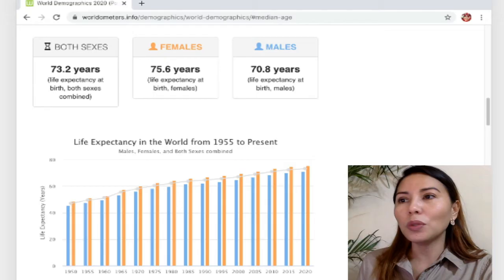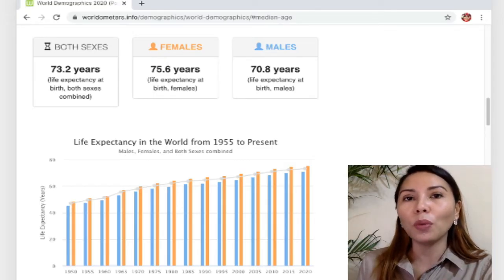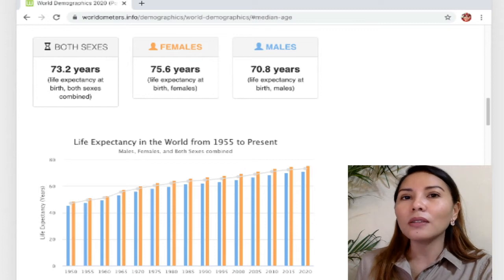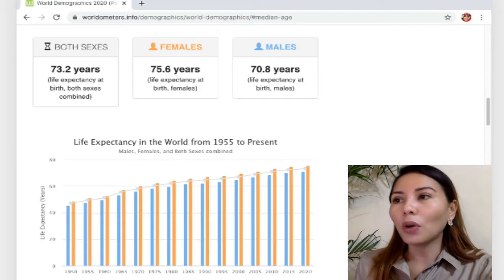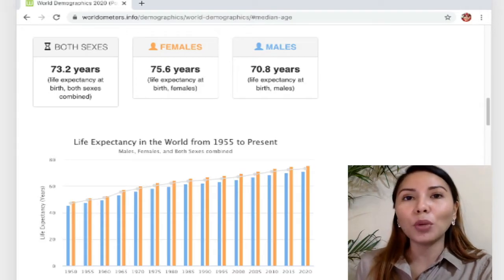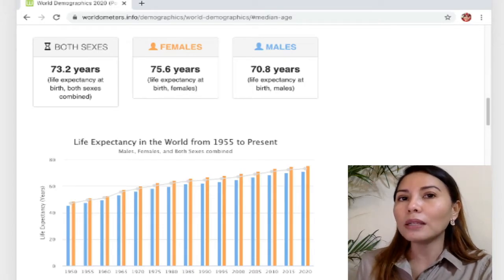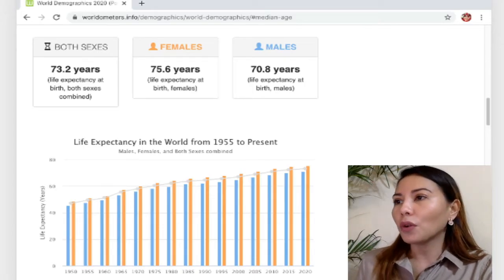This graph shows that right now it's at 73.2 years for both sexes combined, and it's also surprising to note that women actually live longer than their male counterpart. So it's 75.6 years for women compared to only 70.8 for the men.